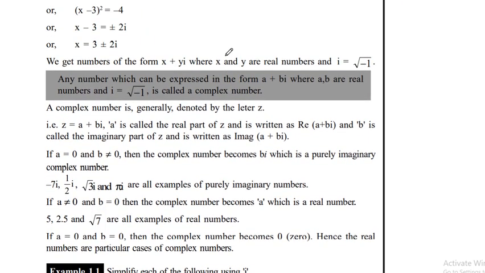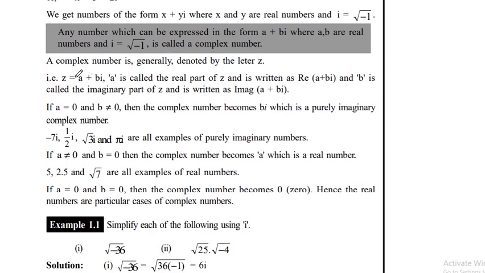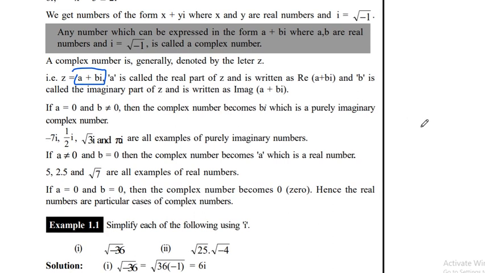So basically, a complex number is a number of the form a plus b iota. Every time you have a real number a plus another real number b, but the second real number is written with iota, that's how we know that this is a complex number. a and b are both real numbers. And we usually write a complex number as z1, z2, z3 and so on.